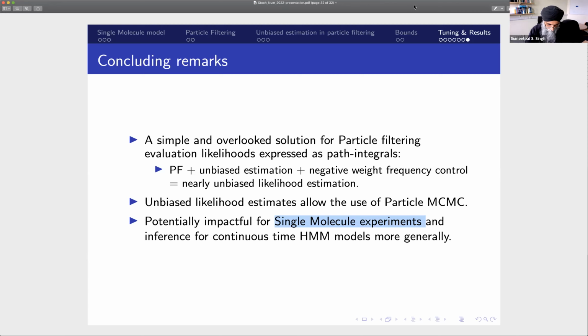Thank you very much for this interesting talk. Do we have any questions from the audience here in KAUST?